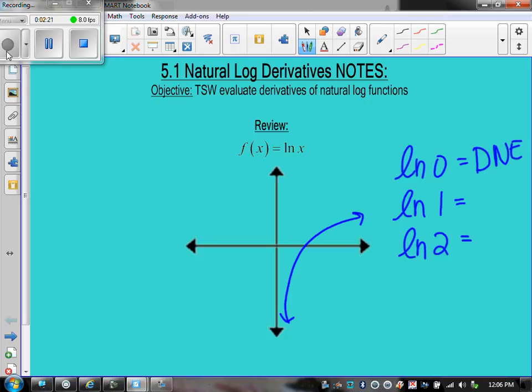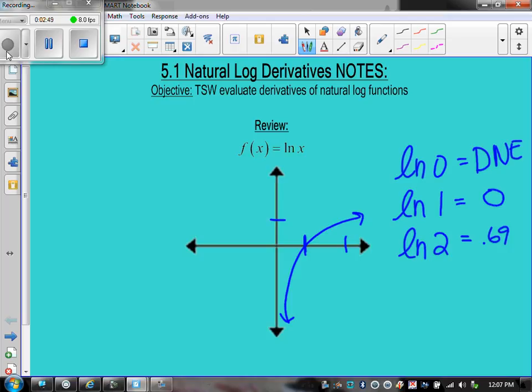If you plug in natural log of 1, what do you get? You should end up getting 0, right? So the natural log when x equals 1 is 0. It touches the x-axis at x equals 1. That's an important value to know when we're doing derivatives and sign charts and testing values. What is the natural log of 2? You put it in your calculator and end up getting 0.69 something, right?